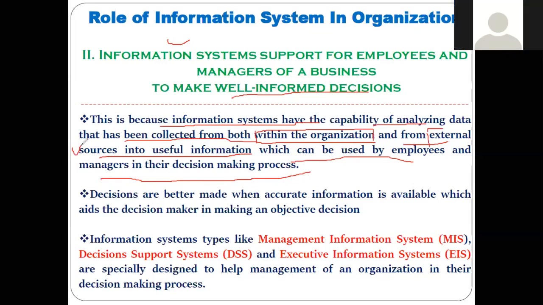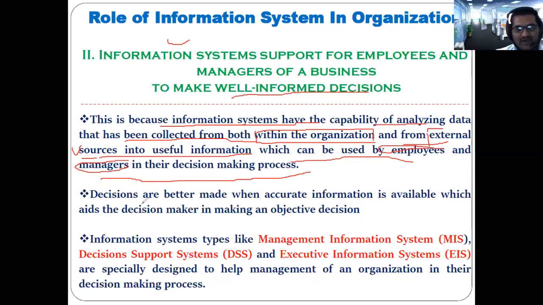Market price. Good. Means external resources means getting the information from the market. Understood? What are the actual prices of a certain kind of product within a market. So such kind of collection of information is done with the help of the information system, which can be utilized by the employees, that's the workers, and the managers who are working within an organization in the decision making process.